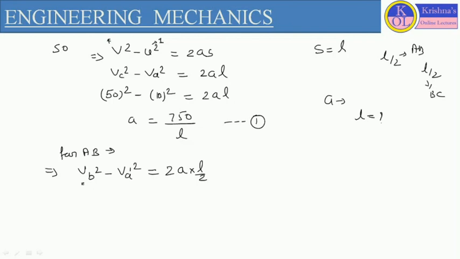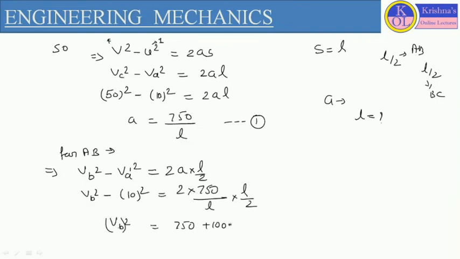So we will simplify this. VA value we have, VB value we don't have. So here we will define the value of VB. We will put the value of VA, and we have this term A from equation 1. So it will be 750 by L into L by 2. So we will get the final value of VB. It is 41.9 centimeter per second. So here we have all the values of speed at point A, at point B and at point C.